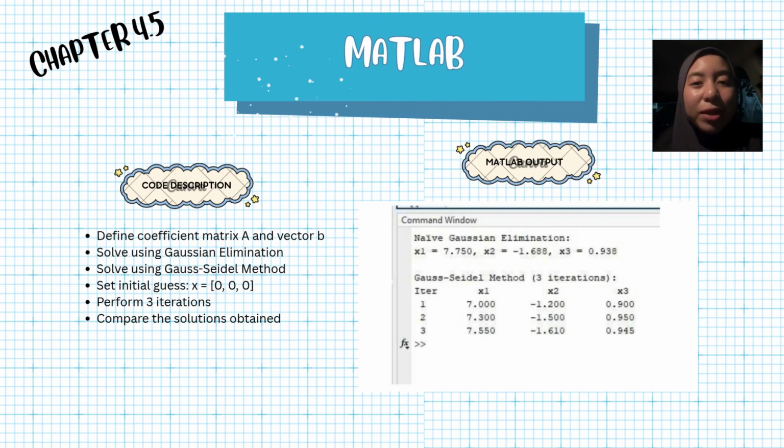Besides performing the manual calculations, we also implemented both methods in MATLAB to verify the accuracy of our results. The program first defined the coefficient matrix A and the constant vector B, representing the system in the form AX equals B. It then solved the equations using both Gaussian elimination and the Gauss-Seidel method with the initial guess 0, 0, 0 and 3 iterations, and the MATLAB output produced results that were almost identical to our manual calculations, confirming that both methods were implemented correctly.